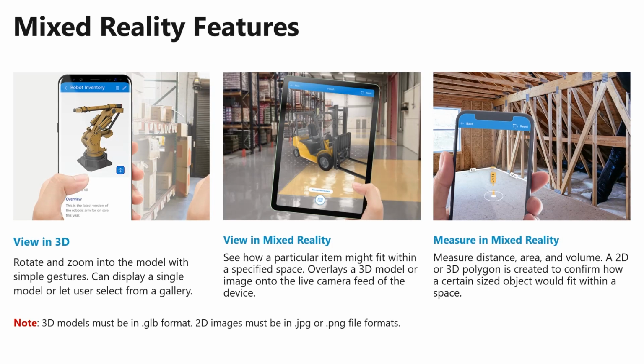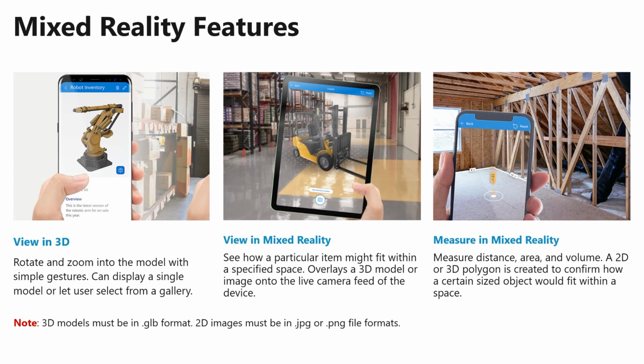So enough about highlighting all the great things about Power Apps, and let's talk about what we're here for, the mixed reality features that are available in Power Apps. Just last year, the folks over in the Power Apps team announced three new mixed reality features. The first feature is View in 3D. With this feature, you can view a 3D model directly in the app. You can rotate the model and even zoom in on the model.